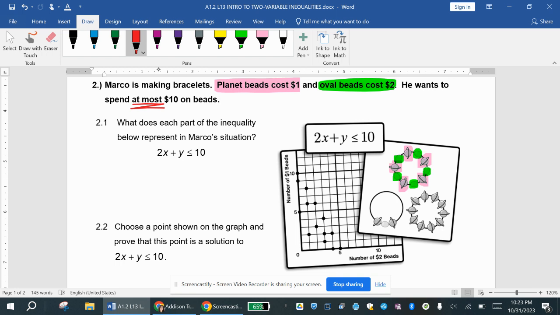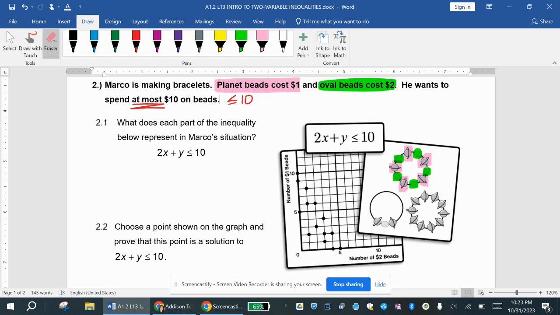So they kind of already told us, right, in case you haven't noticed, which inequality we're going to use. They want to use less than or equal to 10. Because he can spend less than 10, he can spend up to 10, but he does not want to spend more than 10. So that quantity has to stay lower than or equal to 10.